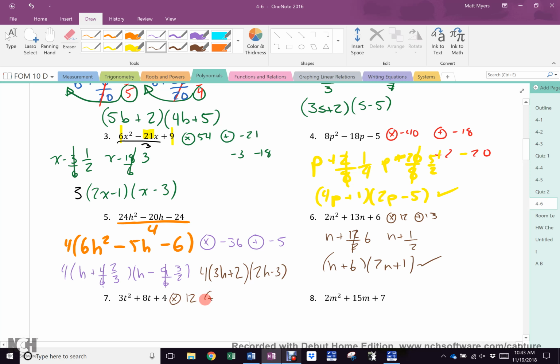And I need to add to what? 8. Is it 1 and 12? No. Is it 2 and 6? Yes. How do 2 and 6 get me to 8? 6 plus 2. So it's t plus 2 over 3, and t plus 6 over 3.